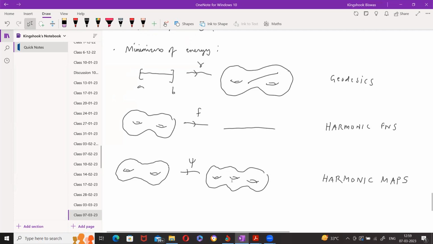Harmonic maps arise as minimizers, or critical points in general, of the energy, and you can think of them as a common generalization of both geodesics and harmonic functions, where now both the domain and the range become manifolds. So we'll start talking about harmonic maps on Friday. Is it clear? Okay, let me stop here and I'll see you Friday.